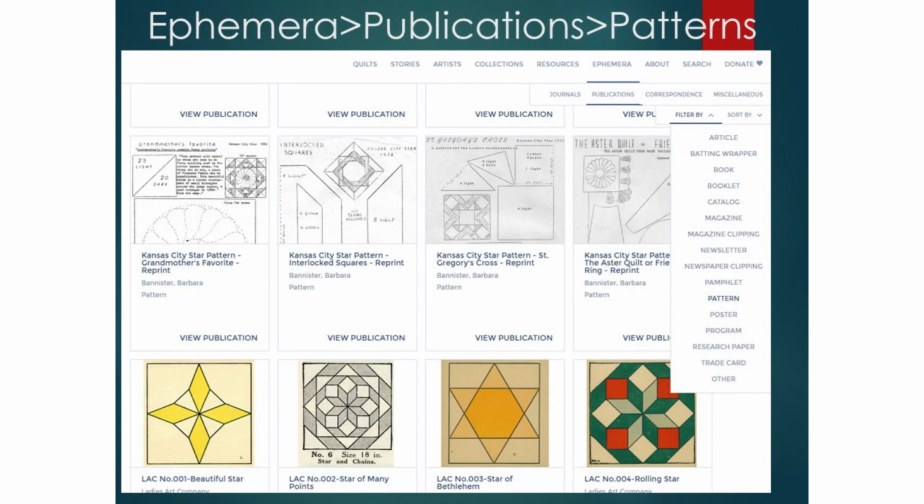Patterns. We've got an amazing collection of patterns at Michigan State University Museum. We have almost a complete collection of the Ladies Art Company, which are 500 patterns from the 1890s. We have a lot of patterns from newspapers in the 1930s. There were series quilts by Ruby Short McKim and by Nancy Page, and we have a lot of those patterns as well. So there's over 1,000 patterns. Batting wrapper patterns, Mountain Mist, Lockport.